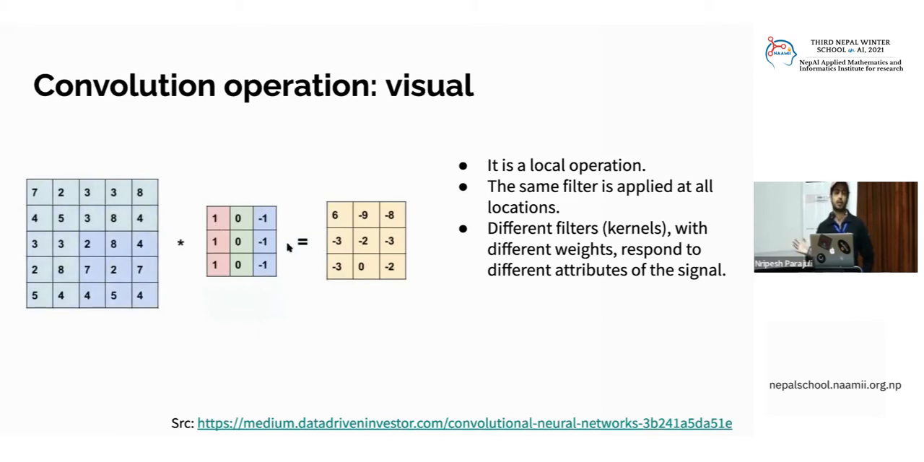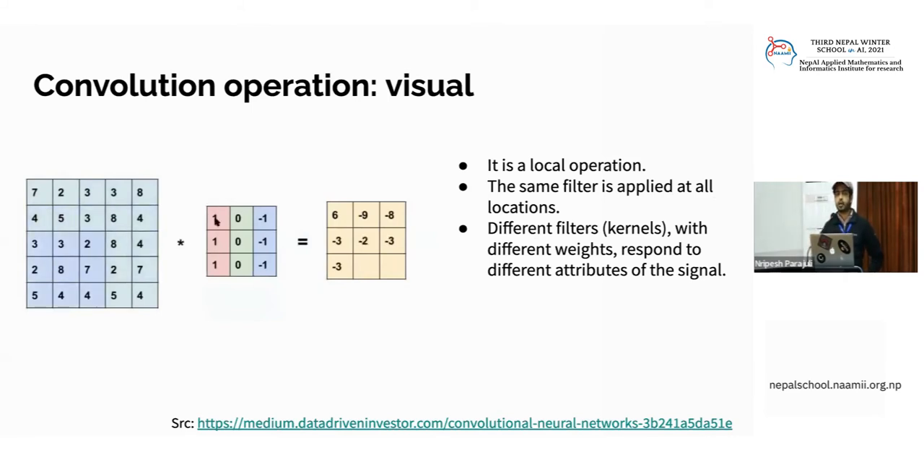But this one, I handmade this, not me actually. I copied this from the internet, but some guy hand coded this. But yeah, so essentially the point is different filters with their different weights respond to different attributes of the signal, right? And do different things to the signal. An edge detector will respond to edges.